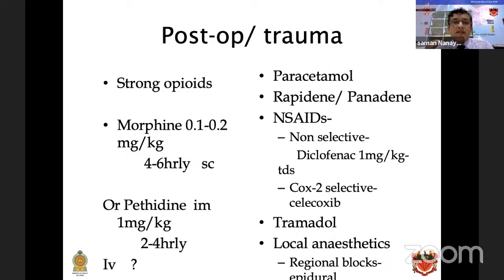Slightly less potent, shorter duration of action than morphine, 2 to 4 hours. So the action of pethidine could finish in 2 hours. That is something you have to remember. Dose is 1 milligram per kilogram body weight.